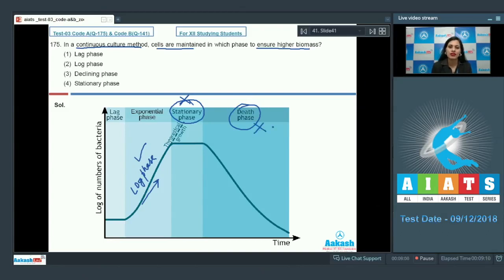So among the given options, the very first option, lag phase, is not a correct answer because at this stage the cells are not growing exponentially. The biomass of the cells is really low. This lag phase is followed by log phase, which is a correct answer to our question. It is this phase at which higher biomass can be obtained. The next option is declining phase, which is the death phase, so this cannot be a correct answer. And last option is stationary phase, and this is an incorrect option. So the correct answer for this question is option number 2. Let's discuss our next question.